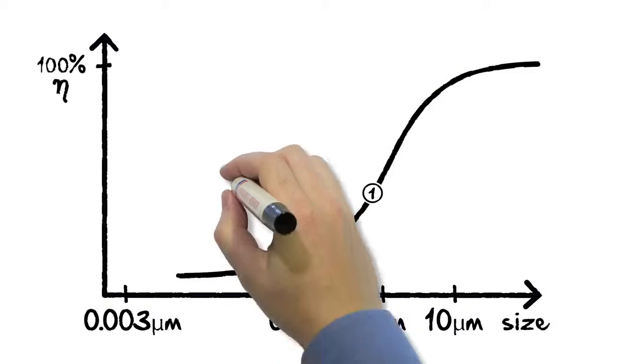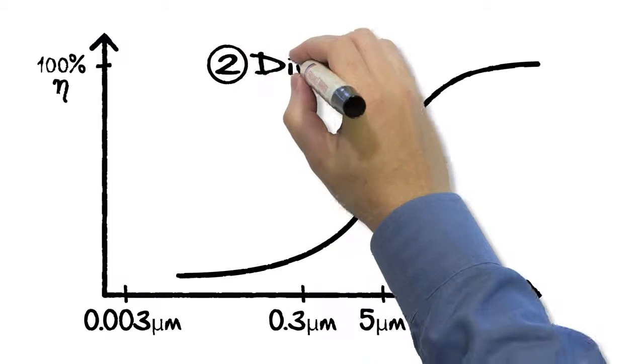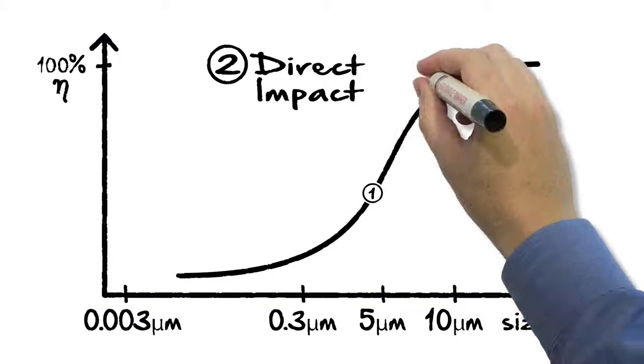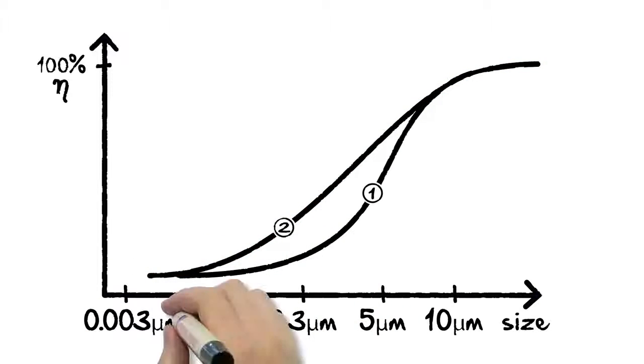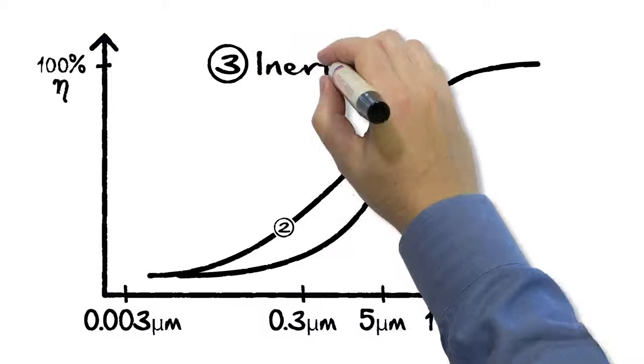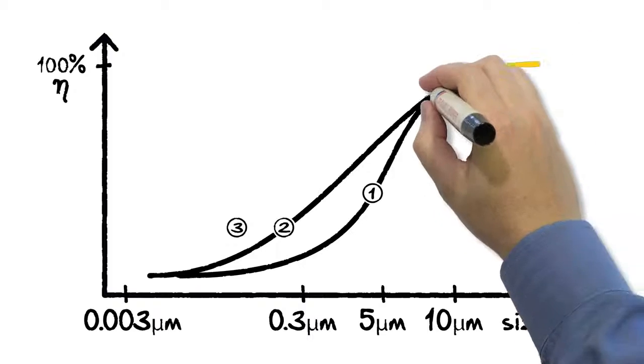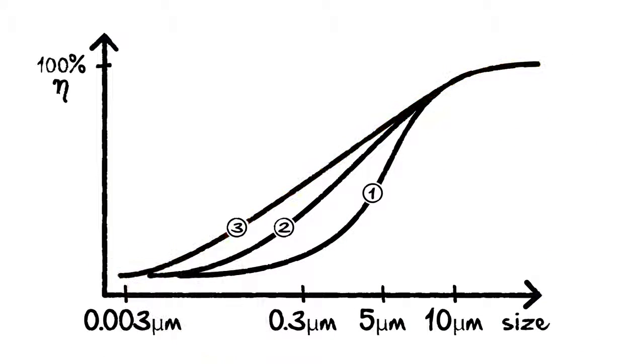The second mechanism, direct impact, shows the exact same behavior, although it captures a little bit more of these very small particles. For the third mechanism, called inertia, it has a very similar behavior, but still that can capture a little bit more of the smaller particles.